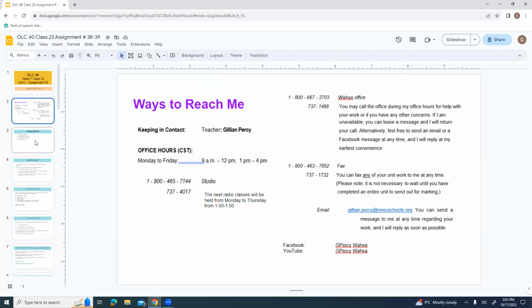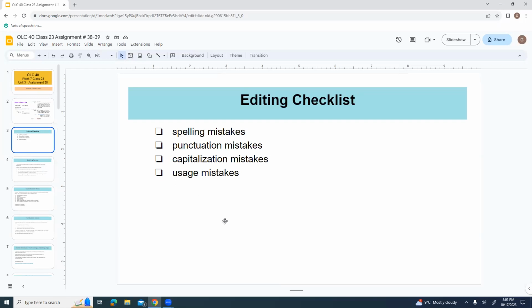Okay. I'm kind of starting here with some of the things that I've been noticing a little bit lately. This is just a little editing checklist as you're doing any of your work, okay? Check for spelling mistakes, punctuation mistakes, capitalization mistakes, and any kind of usage mistakes.